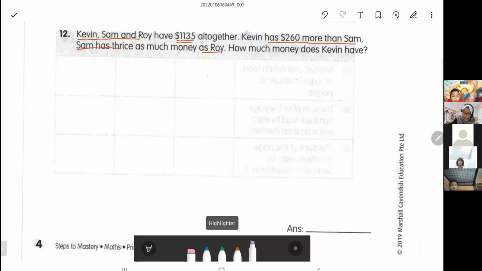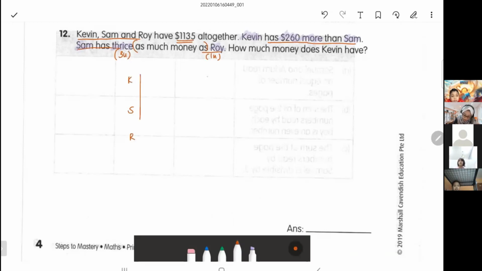You know that the comparison between Kevin and Sam is this one. And then Sam has thrice as much money as Roy. So who do I start off with? I can start off with Sam and Roy first, right? Because Sam has thrice. Thrice means 3 units. The words 'as much as' tell me that the next person is always 1 unit, comparing them. Sam and Roy. I think I'll bring down a bit. Sam and Roy and then Kevin. Okay, we do Sam and Roy first.